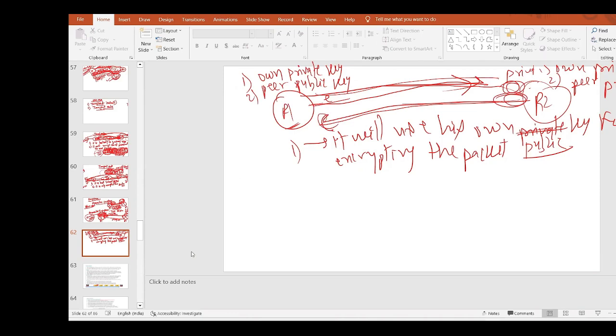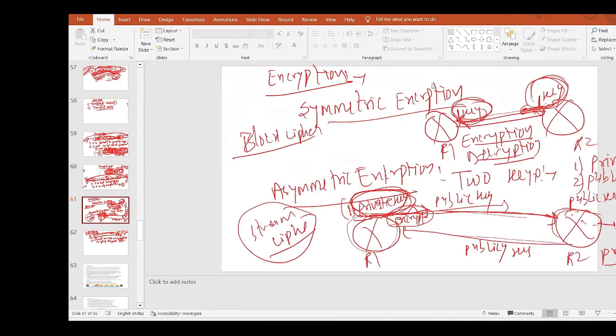So now, what is symmetric and asymmetric? Symmetric encryption means both are having one key. The example of symmetric encryption is called block cipher. What is block cipher? Examples of block cipher are DES, 3DES, and AES. DES means data encryption standard, and 3DES is the same thing. Whatever DES does, it will just do three times. That's it. So these are the three things.